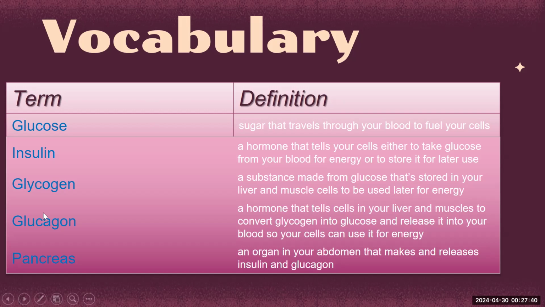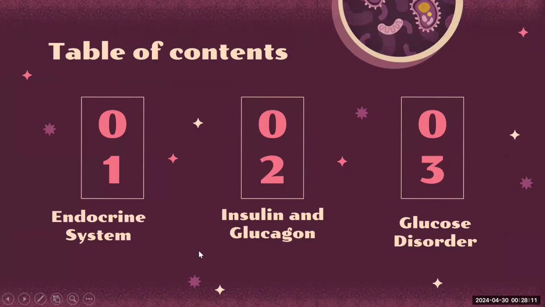Glucagon is the hormone that tells the cells in your liver and muscle to convert the glycogen, which is the complex form of glucose, into a simple form of sugar, which is glucose. Last but not least, the pancreas is the organ in your abdomen that releases insulin and glucagon. So it releases both hormones, insulin and glucagon.